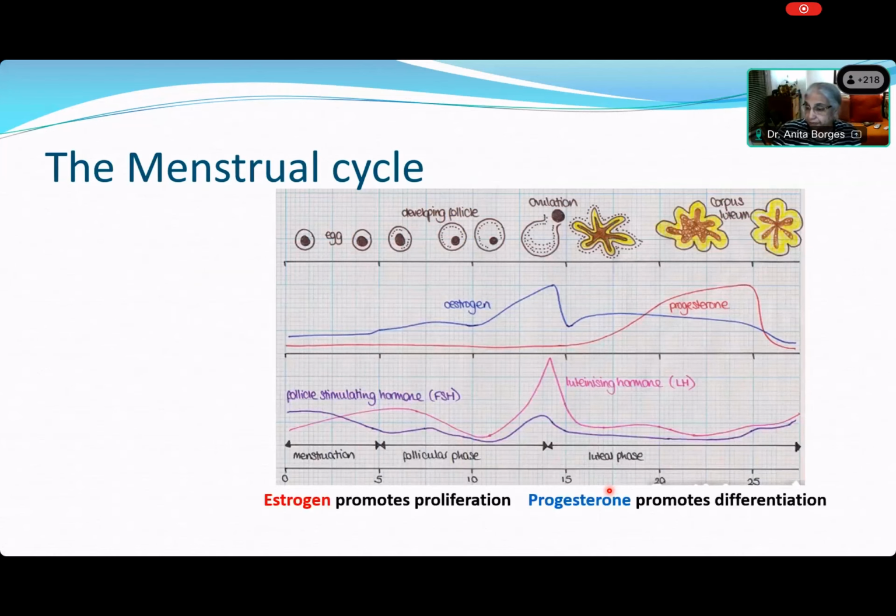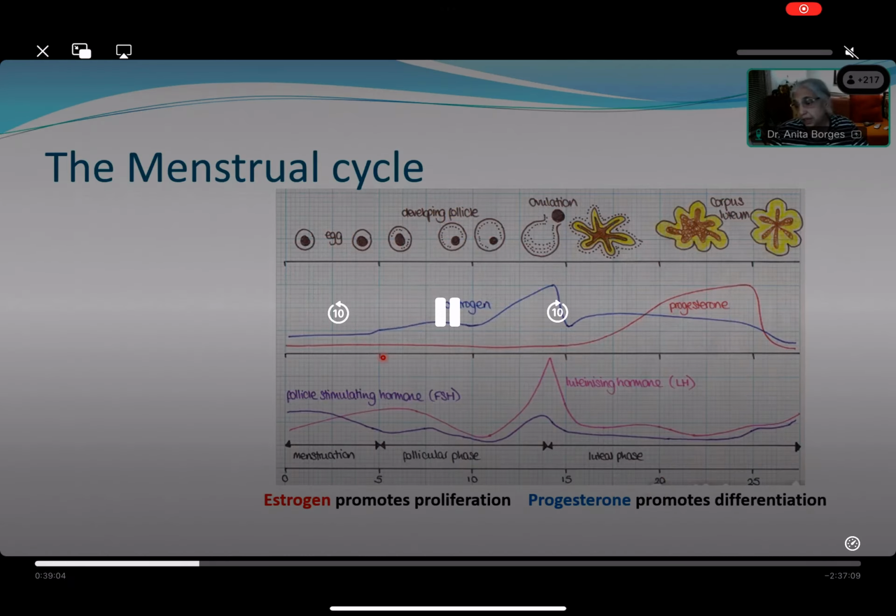This is the menstrual cycle. I just want you to pay attention to it, because the menstrual cycle is really the basis of understanding what is going on in the target organs, which are the ovary and the endometrium. And if we have to understand what is going on in the endometrium, then we must know what is going on in the pituitary and what is going on in the ovary.